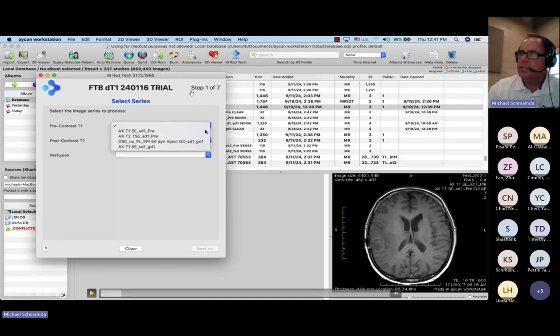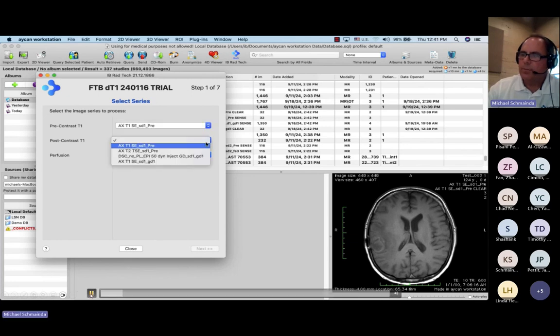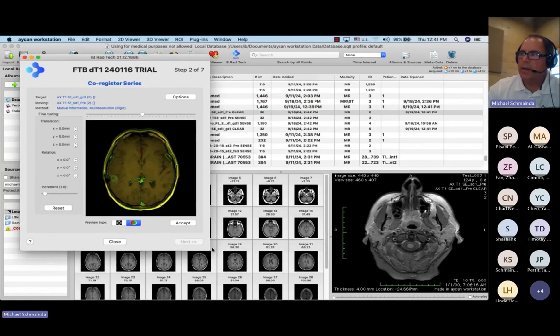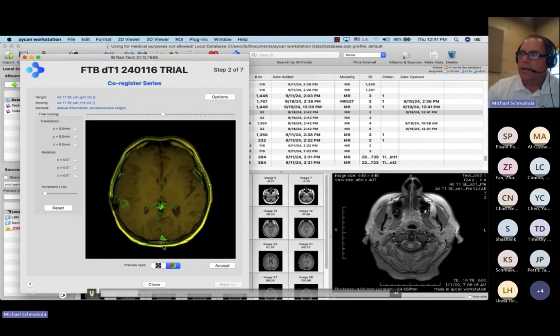Here you can see that there's step 1 of 7. We have some workflows that are 2 steps, some that are approaching 20 steps, but here it just tells you what to do at each step along the way. So for FTB maps, we require the pre and post contrast T1 weighted image, and we do have a recommended acquisition protocol for DSC imaging.